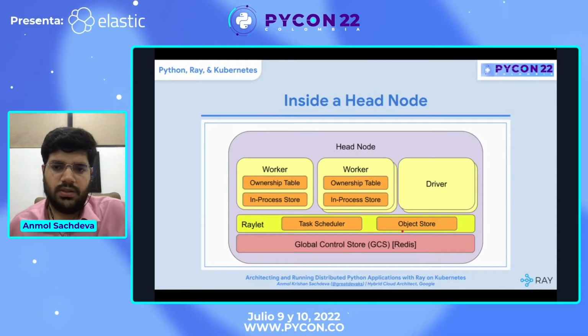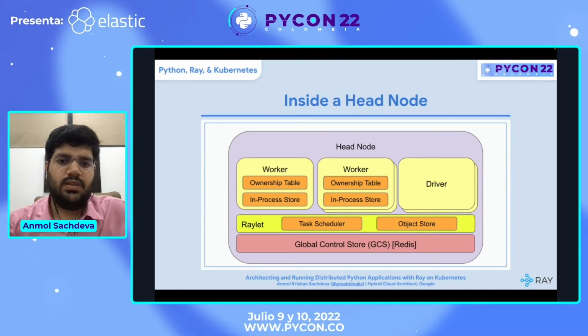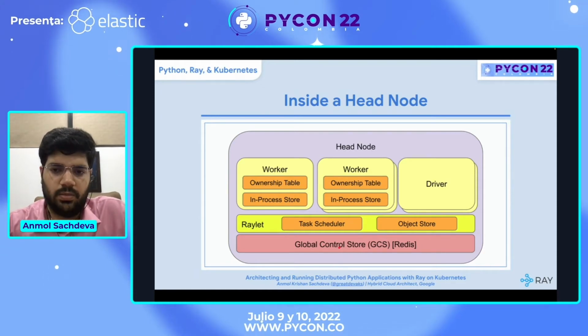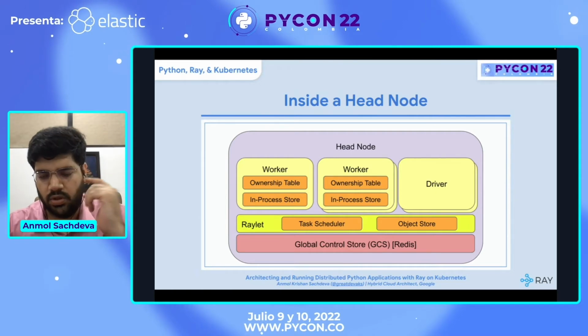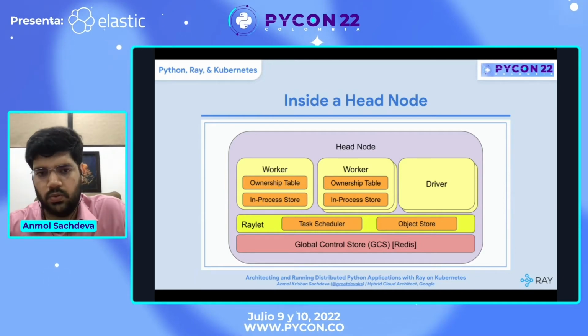Then you have something called the head node, and coming to the head node's architecture, this has an additional component called the global control store, and again, it has the cluster related metadata, and it's essentially a Redis implementation. And apart from this, it also maintains the data related to the resources that are there, and the Raylet is actually the one which will tell, okay, go ahead and schedule some worker process.